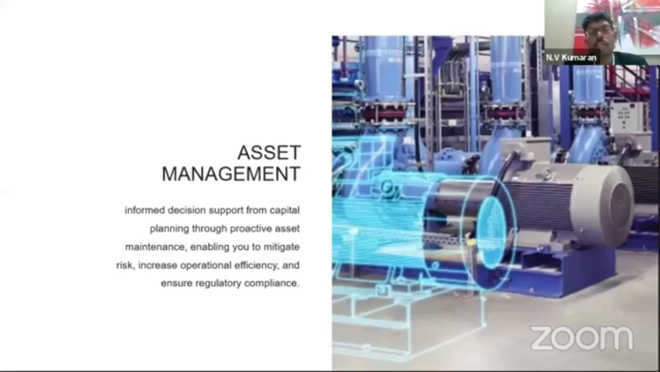Of course, to move it further, you need to do asset management. The next step from the as-built model, which is called LOD 500, level of development or level of detail at 500, you can also do asset tagging and asset management, where informed decision support from the capital planning throughout the proactive asset maintenance enables you to mitigate risk, increase operational efficiency, including the operational cost, plus ensure regulatory compliance are also met.